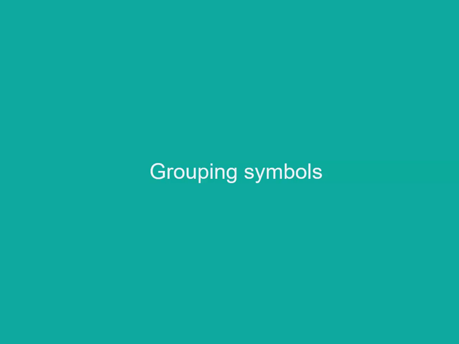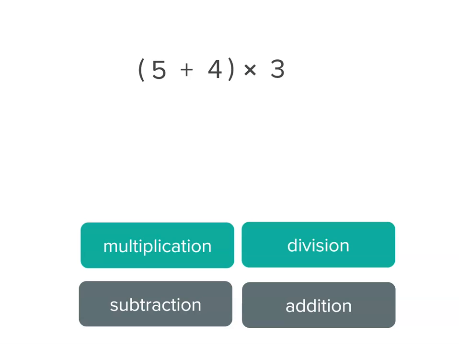Now, we've also got grouping symbols, and they do exactly what it says. They group things together. Remember that problem we had? What if we didn't want 4 groups of 3 to be added to 5? What if we actually wanted to add 5 and 4 first and then multiply it by 3? Well, we'll use grouping symbols or brackets, and that means they're the boss.